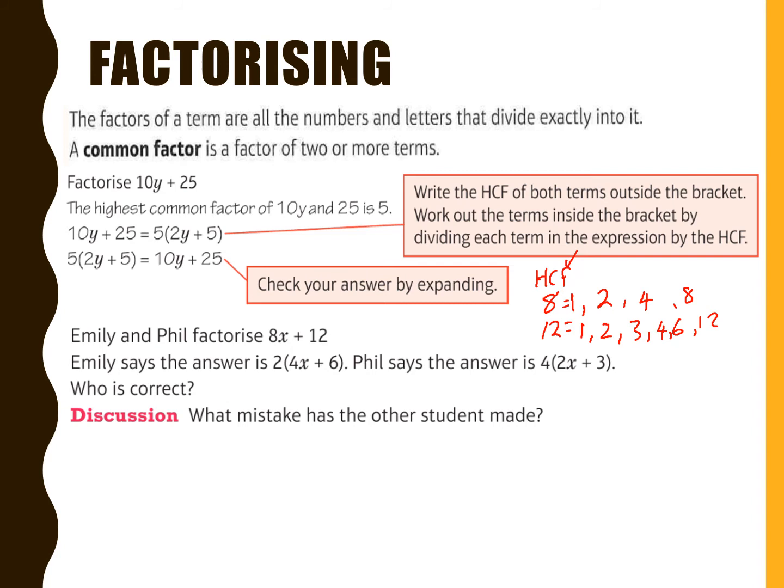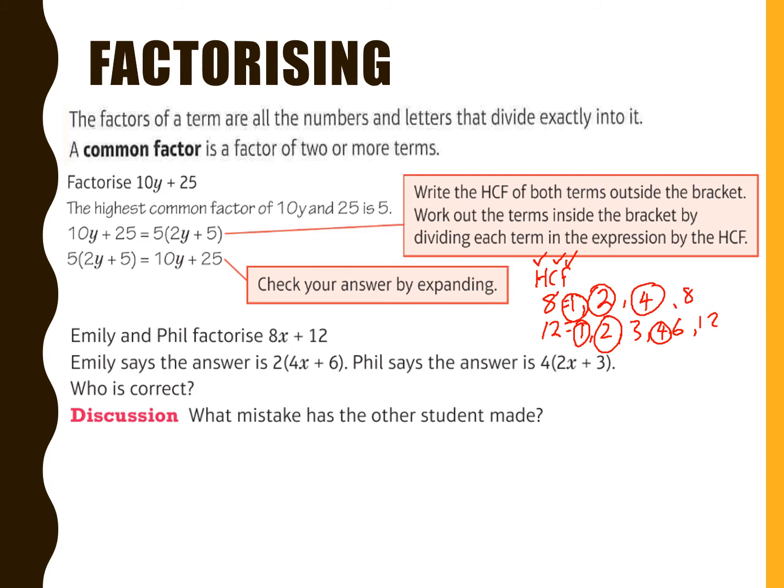So I need to circle the common ones. This is common, and this is common, this is common, and these are common. There are no other common numbers. So which one is the highest? The highest is actually 4. So Phil's answer is correct because the highest common factor of 8 and 12 is 4.